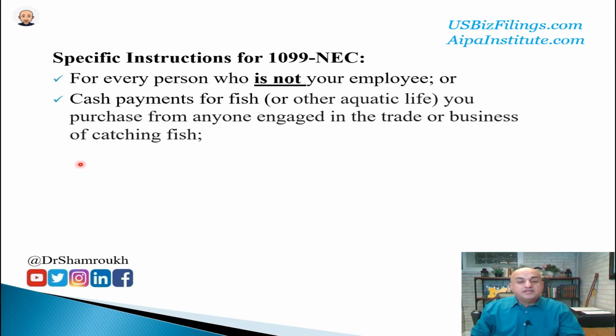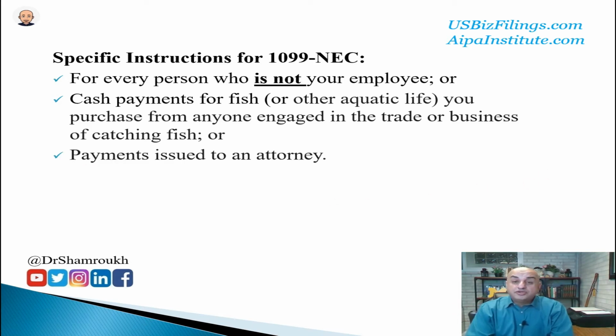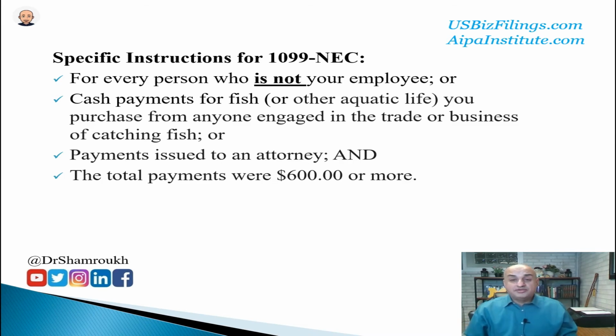Also, you include in the 1099 NEC any cash payments for fish or other aquatic life you purchase from anyone engaged in the trade or business of catching fish, or payments you issue to an attorney. Throughout the year, you might hire an attorney to provide legal services, and you made payments. And the total payments for the entire year go in box number 1 of the 1099 NEC form, if the total amount you paid throughout the year was $600 or more.